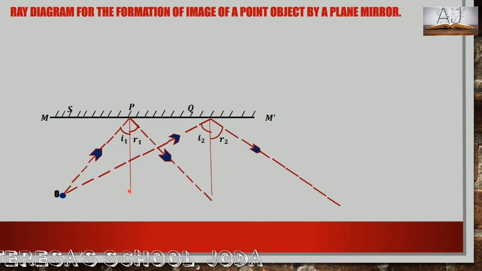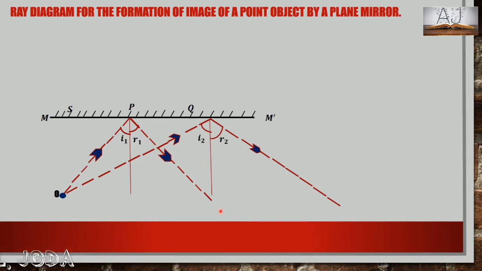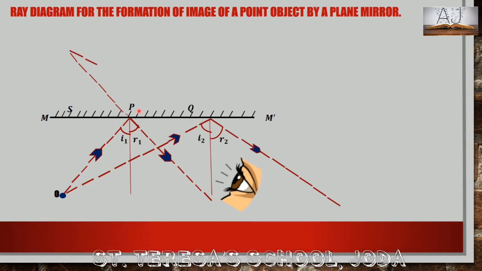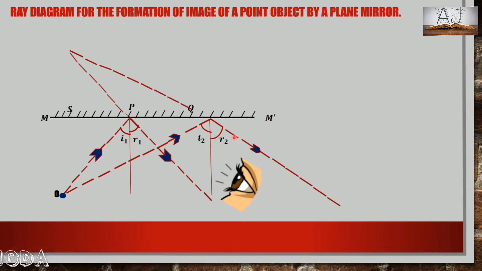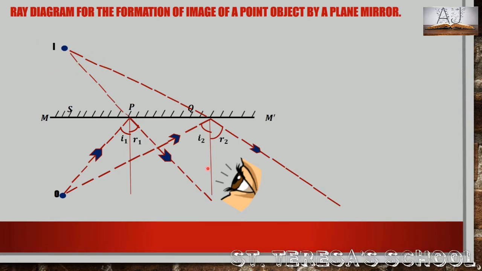You can see that these rays are diverging. If they are diverging, then they don't meet anywhere and we don't get a real image. But to the eye, it appears to be coming from somewhere behind. So, suppose this is the eye, then it appears as if the rays are coming from somewhere behind the mirror. If you produce these reflected rays, then behind the mirror we get a point I. And that very point from which the rays appear to be coming is the position of the image for the object O.